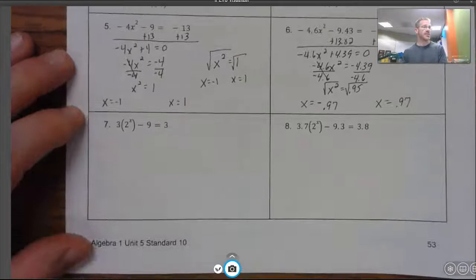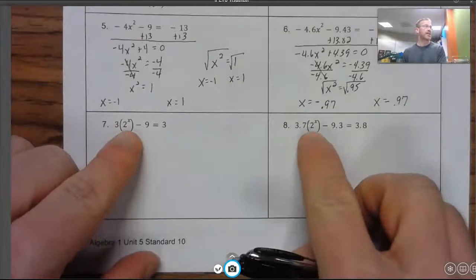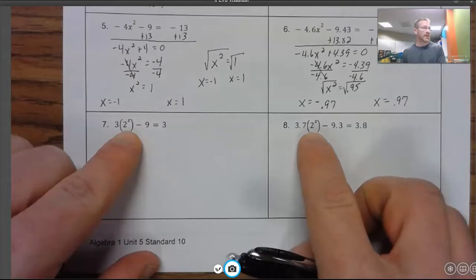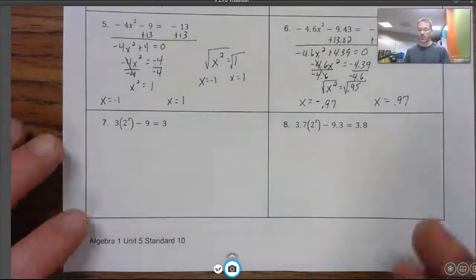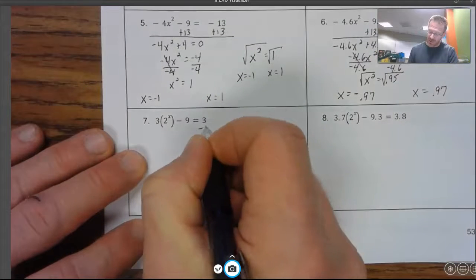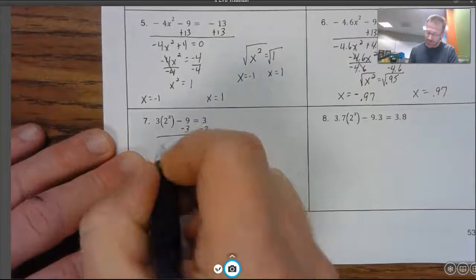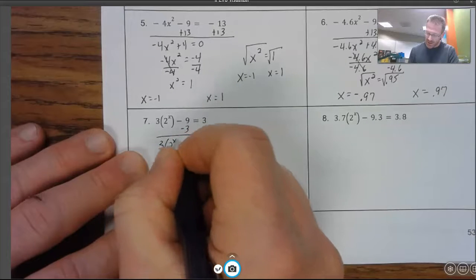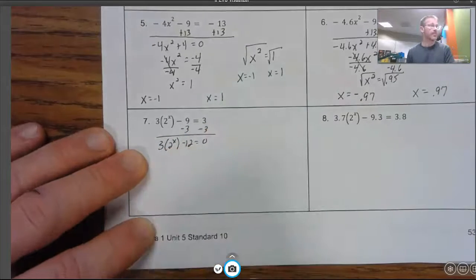So let's look at our exponentials together, right? So once again, we have our exponentials. I don't have to worry about any distribution here. I don't have to worry about any combining like terms. So let's get it equal to 0. So it's a +3, so I have to subtract 3. So 3 times 2 to the x minus 12 is equal to 0.